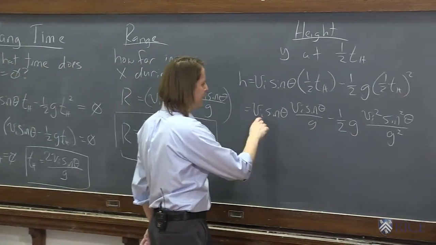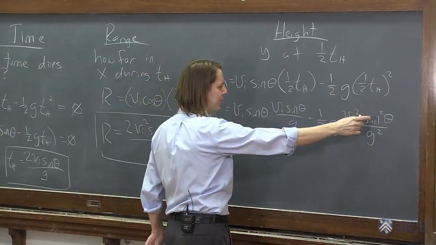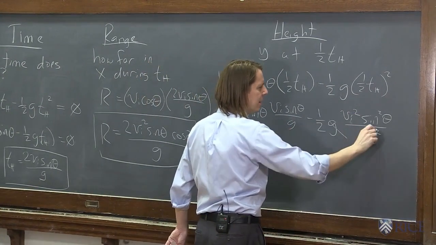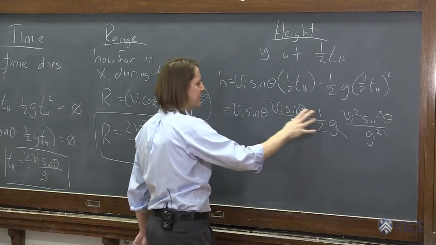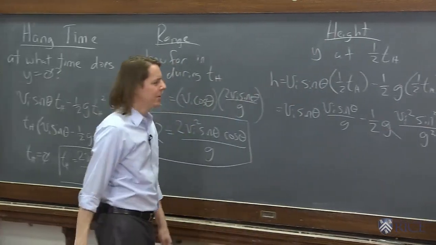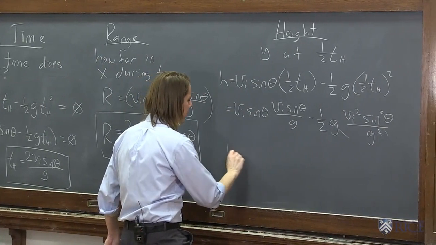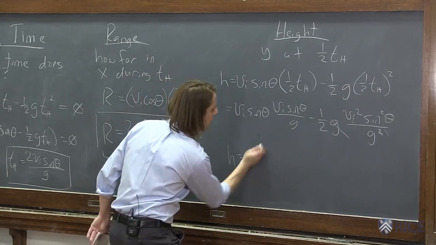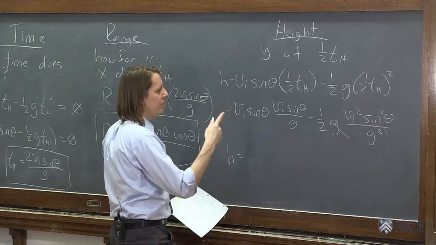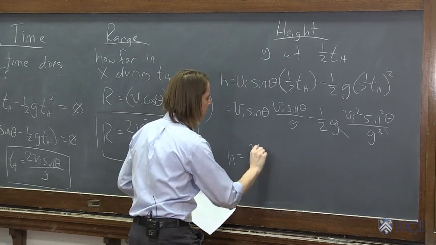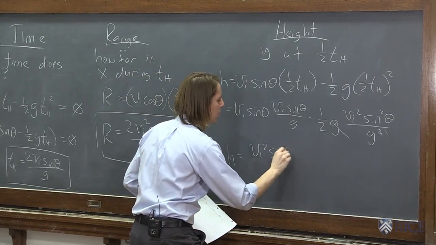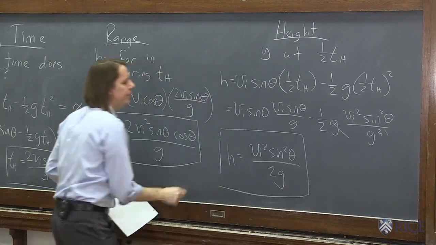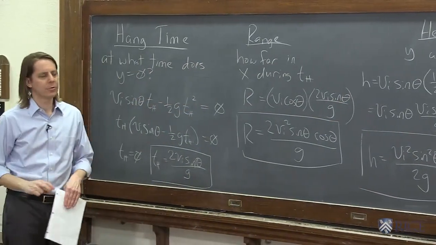And what do we got left here? Both terms have vi squared sine squared theta in the top. Both terms have a g in the bottom because this g cancels that g. So it's really the same term minus 1/2 of itself. Right, so if we want to do the algebra in one step, we would say it is 1/2. Well, let's put the 2 in the denominator. It's vi squared sine squared theta over 2g. There you go. That's how high it's going to go if it's a nice symmetric trajectory.